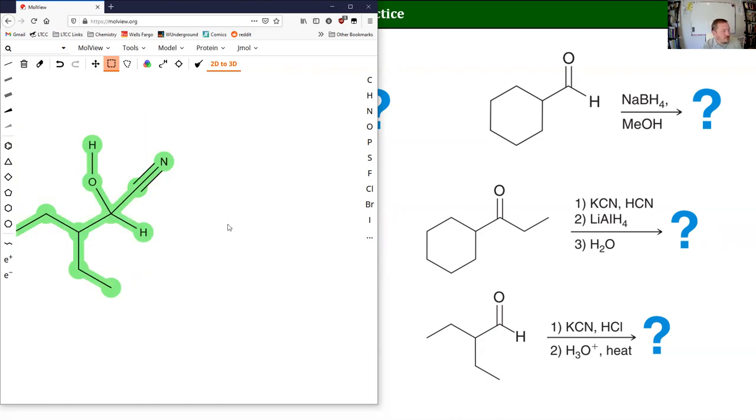And if there's one functionality I really wish MolView had, it would be that. Bothers me that I can't copy and paste things. But I'm picky.